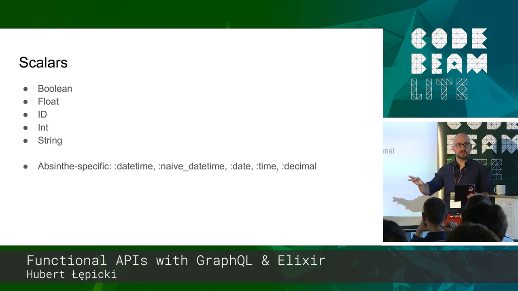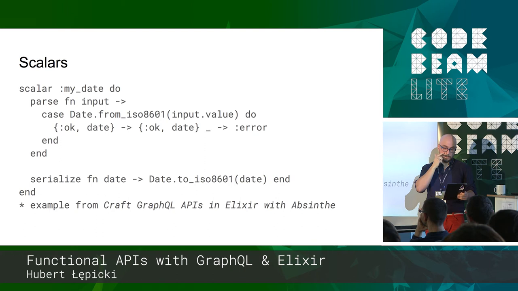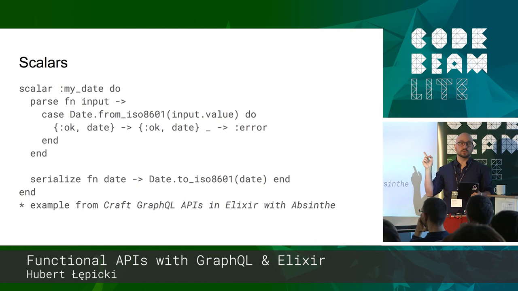In fact, you can define, and you probably should define your own scalars, so that you can control the serialization and deserialization of user input as the users are using the API. So you can, for example, specify my date type. That is going to be serialized to string when we output a date to a client, and it's going to be taken from string and deserialized and used within the application as a date.